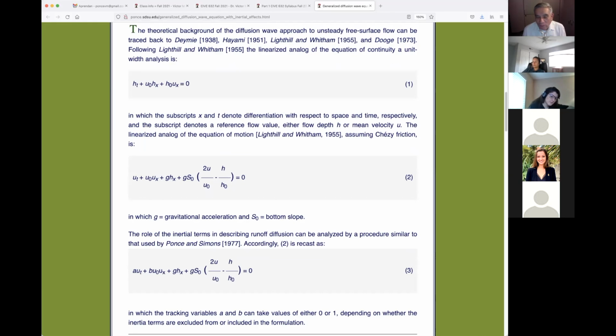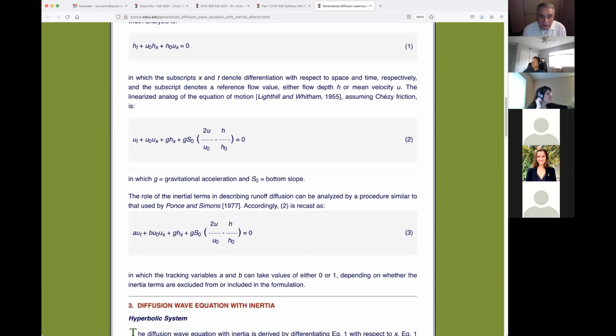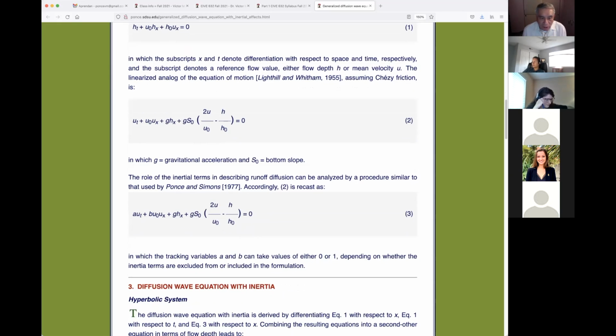And if you wanted to look at the details, you had to go either to chapter 10 of my book or go directly to the work by Liggett, which I have posted for you already. So this is the equation of motion. These two equations, now we come in here with Professor Ponce's trick. Now, I know I did not invent this trick, but I used it extensively throughout my work. The role of the inertial terms in describing the diffusion can be analyzed by a procedure similar to that used by Ponce and Simons.